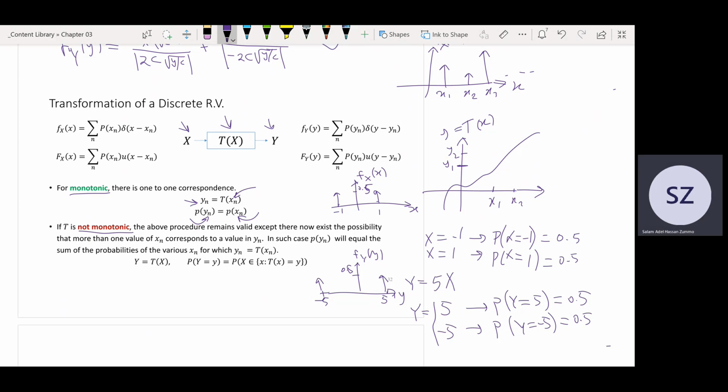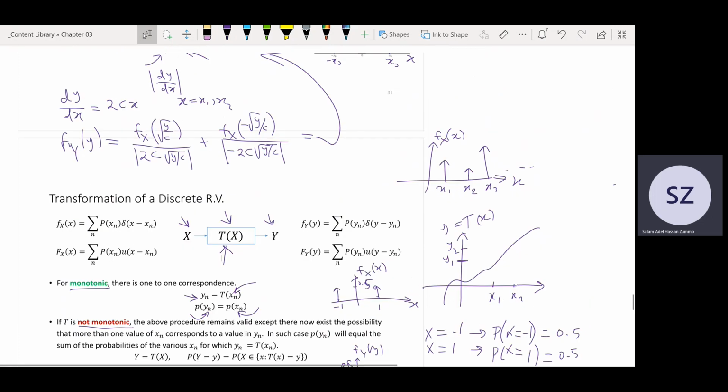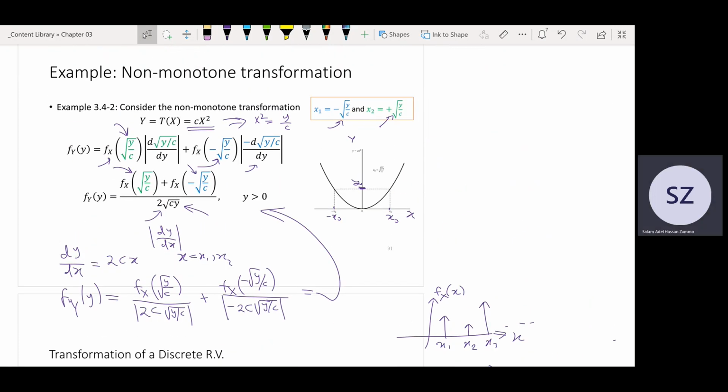So the whole idea is, in order to find the probability of every value of y, I need to see what the corresponding value of x is that is connected to it through the function T(x). This is if it's monotonic. Monotonic means it goes in one direction. In short, one value of y corresponds to one value of x. Whereas when you have non-monotonic, not necessarily. Non-monotonic like the example from before: one value of y corresponds to two values of x.